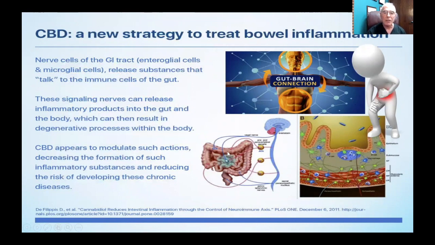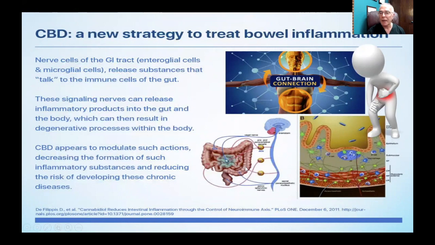These are neural connections. Once again, remember the CB receptors, the cannabinoid receptors, are in the synapses of the nerves, and by stimulating those, at least in the CB2 receptors, you have immunomodulation, you decrease the inflammation in the gut, and you get better function of the gut. And less inflammation causes less problems with your GI tract.